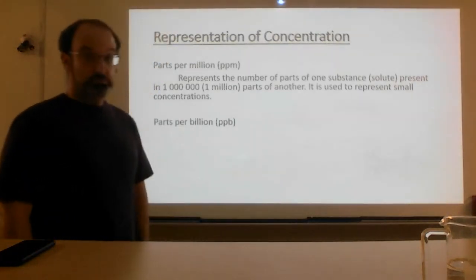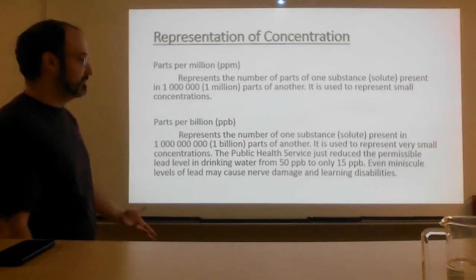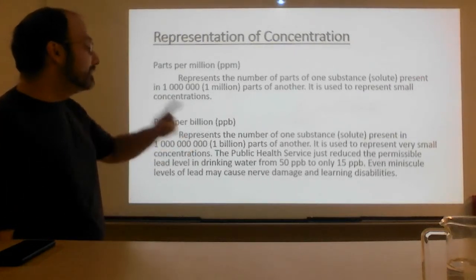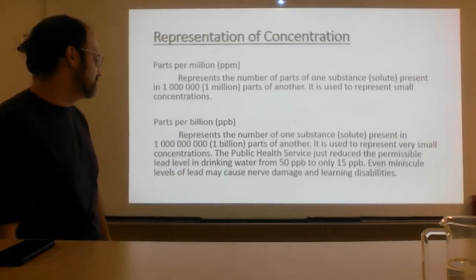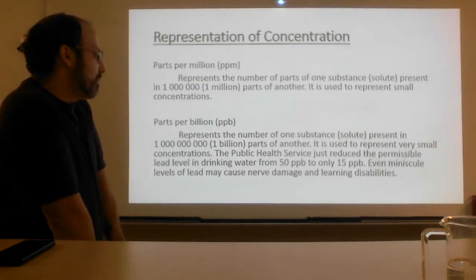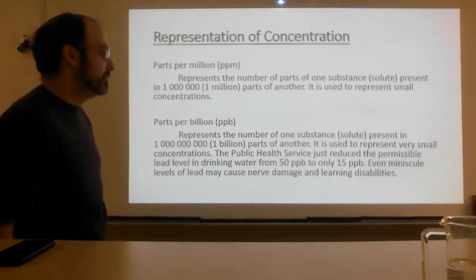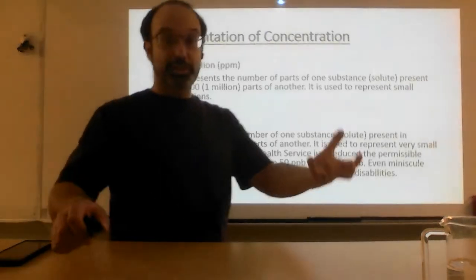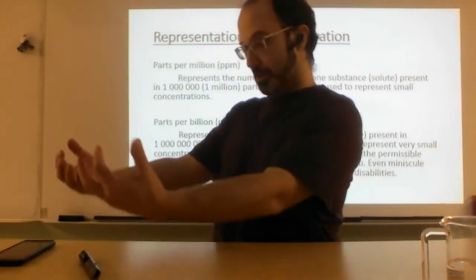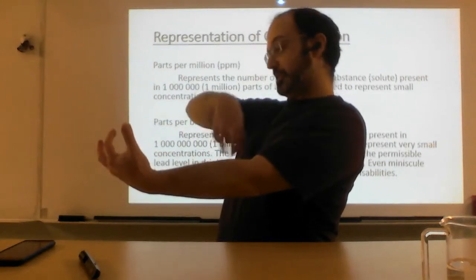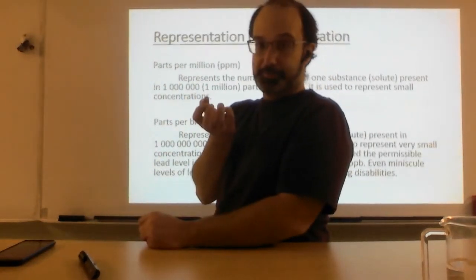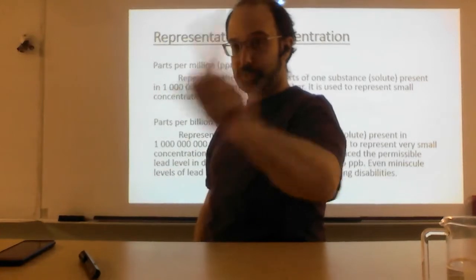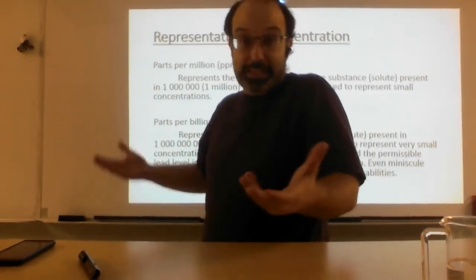Parts per billion is an even smaller number, right? One billion. Public health services just reduced the permissible lead levels in drinking water from 50 parts per billion to 15. So if you took 1 billion particles, like a giant mountain of particles, and fished in there and pulled out 15 lead, health services would be like, nope, shut this down. Too much. Lead's dangerous. What can we say?